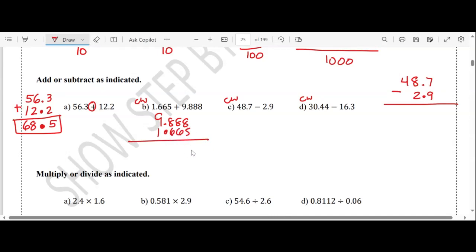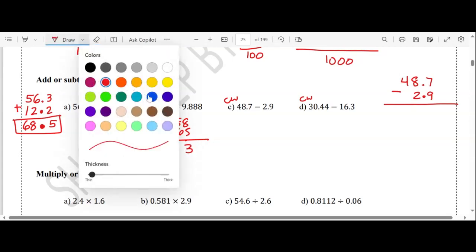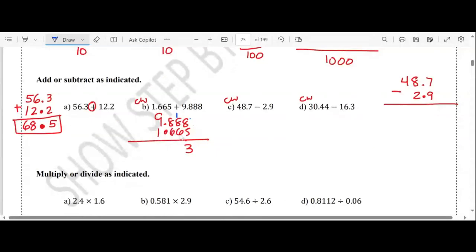5 plus 8? 13. So you put 3 here and you carry 1 up with you. 8 plus 6? 14, plus 1, 15. So you put 5 here and you carry 1 with you.